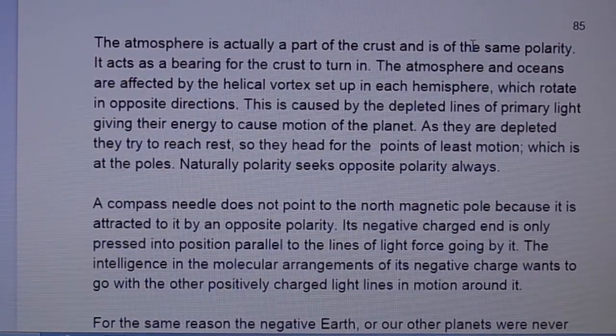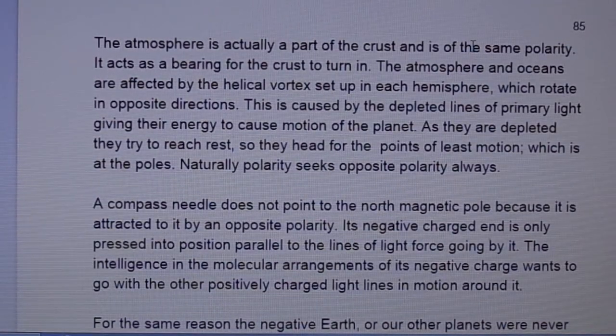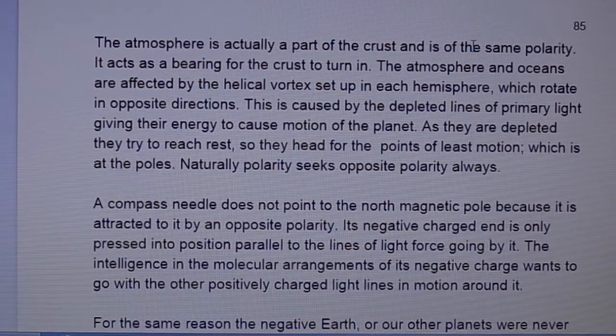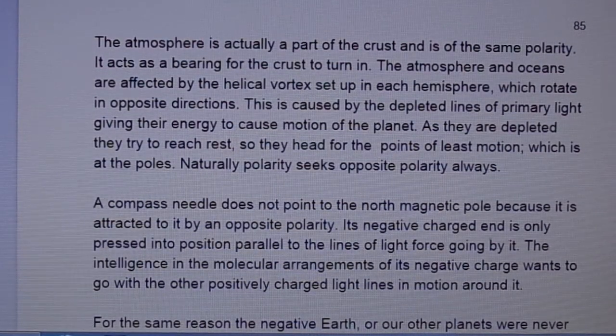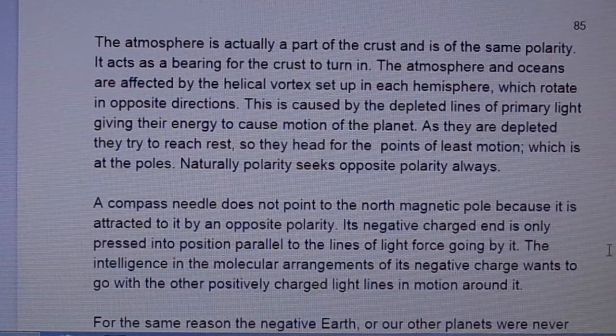The atmosphere is actually a part of the crust and is of the same polarity. It acts as a bearing for the crust to turn in. The atmosphere and oceans are affected by the helical vortex set up in each hemisphere, which rotate in opposite directions. This is caused by the depleted lines of primary light giving their energy to cause motion of the planet.